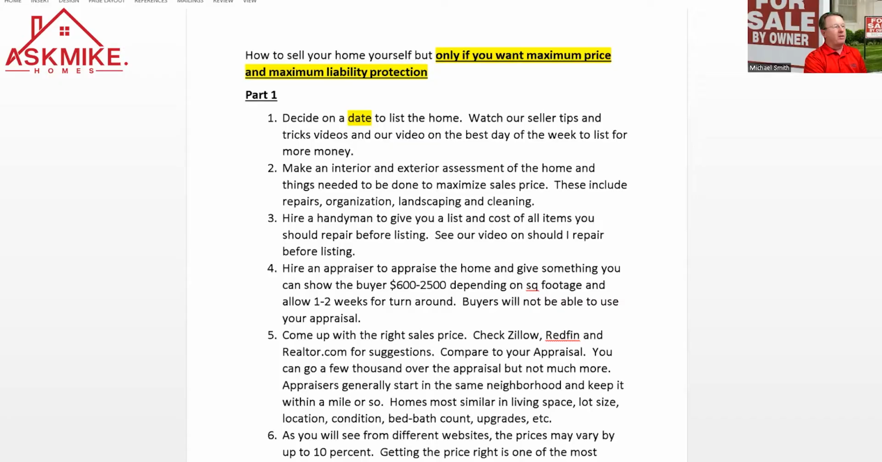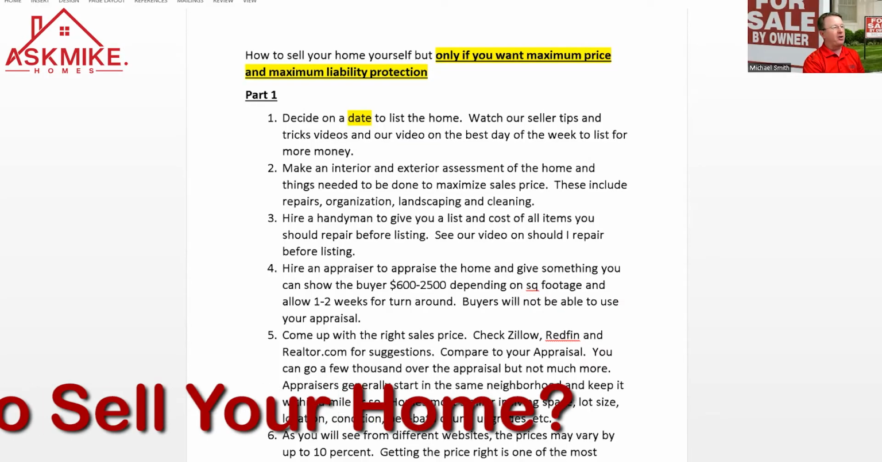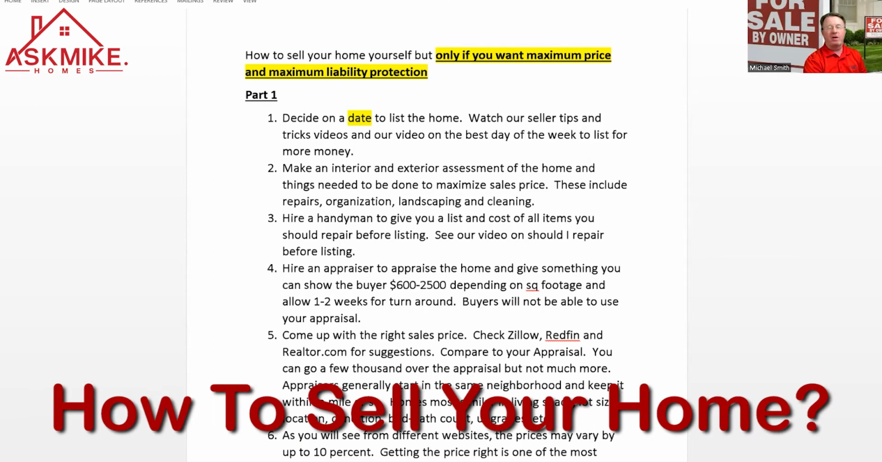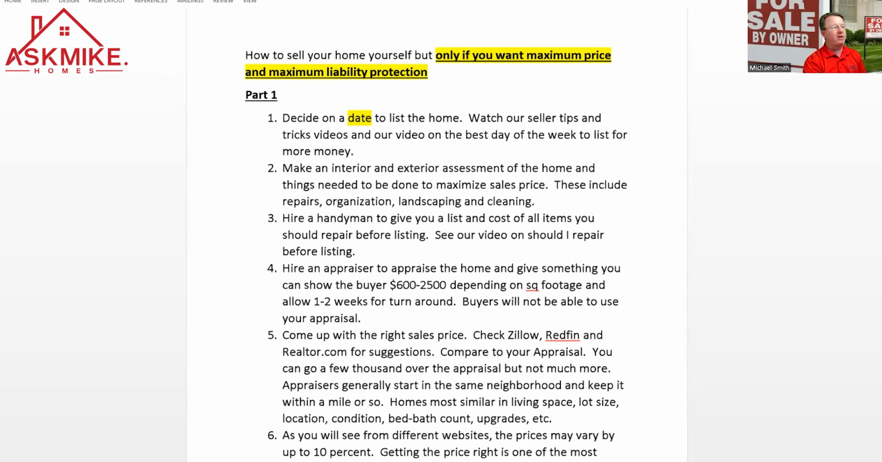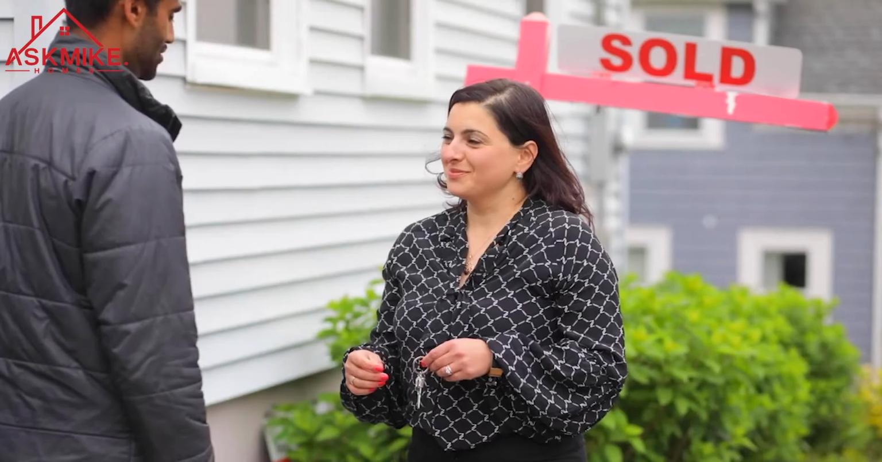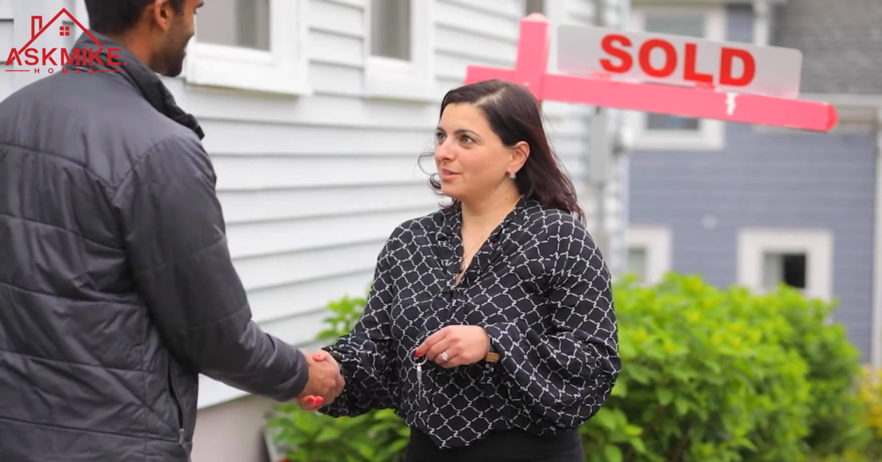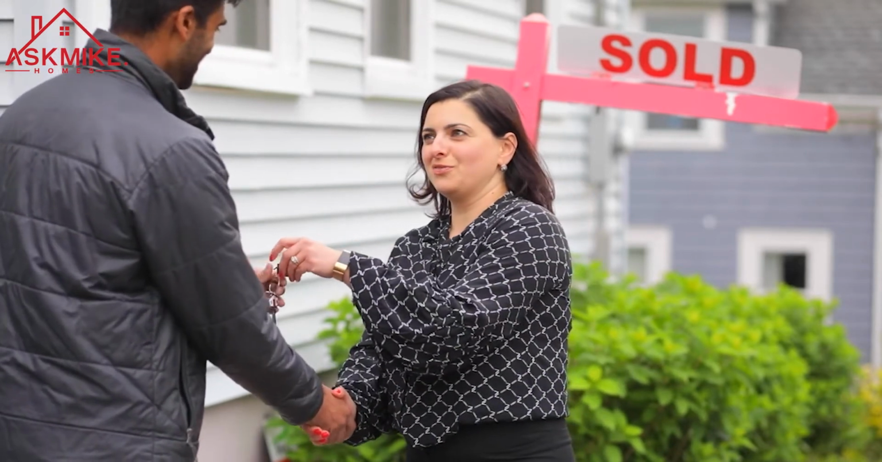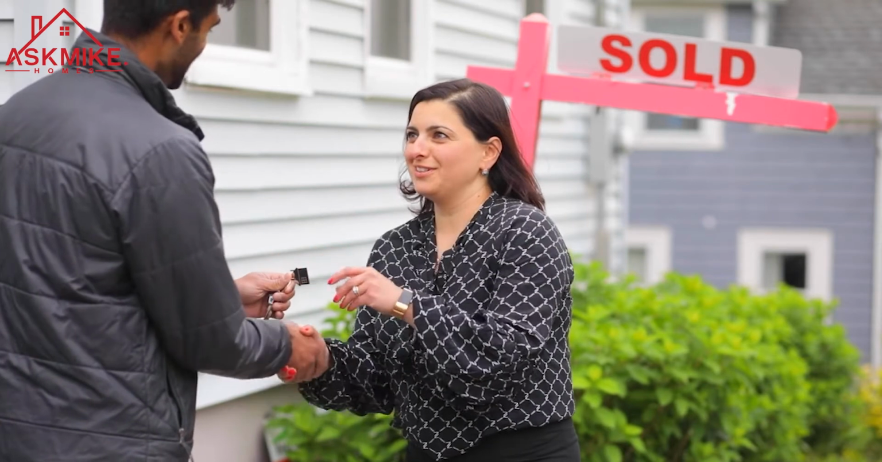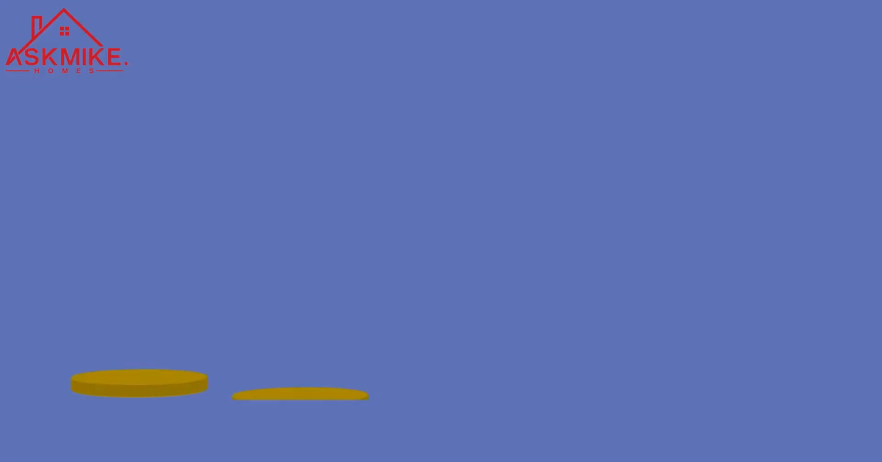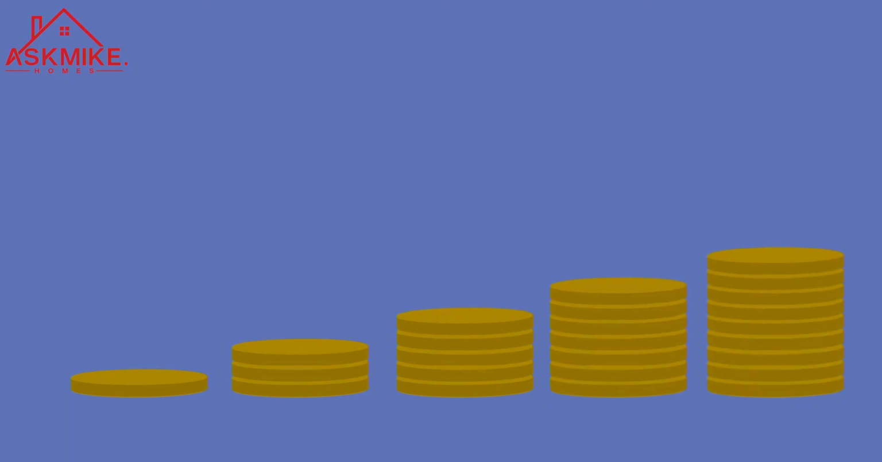Let's get to it. So let's get into part one, how to sell your home for sale by owner. And this information is really for people that want to maximize their sales price and maximize their liability protection. The one thing you never hear about when people are selling by owner is thinking about liability protection. They're not going to have a real estate agent in the middle to help with some of that liability protection, and everything they say can and will be used against them in a lawsuit.